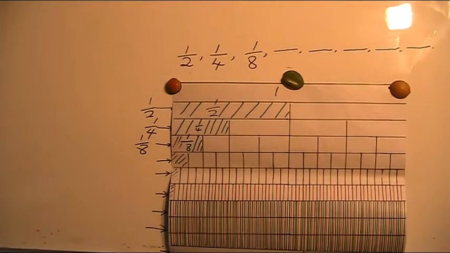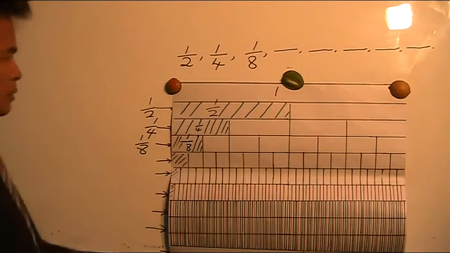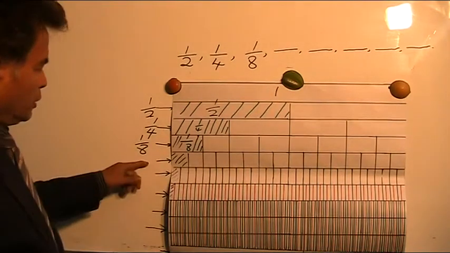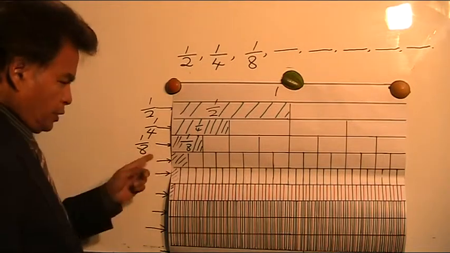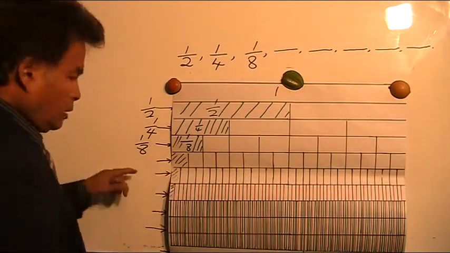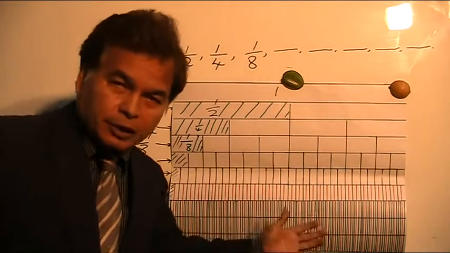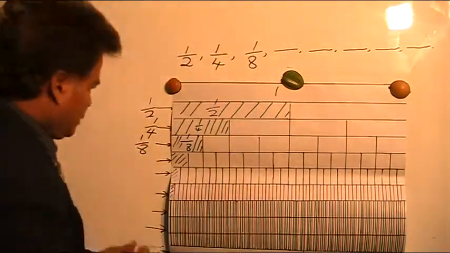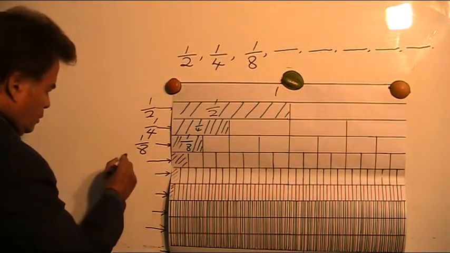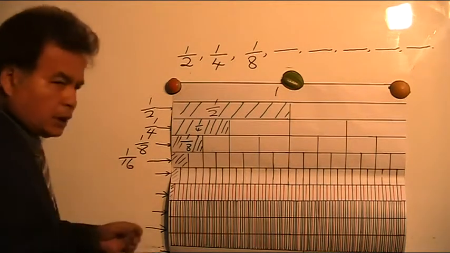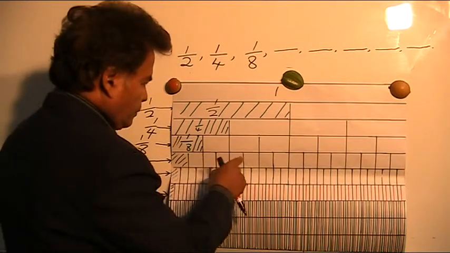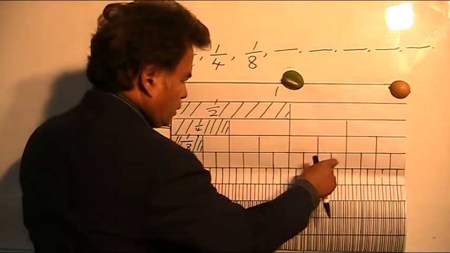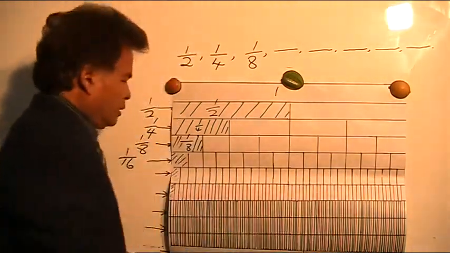Okay, finish. You finish. Okay, what do you think is here? What fraction? The smallest part. The fraction of the smallest part. Anybody? Louder. Right. That is 1/16. Why 1/16? 1, 2, 3, 4, 5, 6, 7, 8, 9, 10, 11, 12, 13, 14, 15, 16.